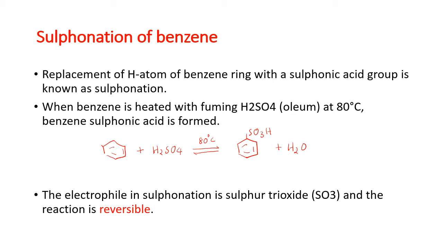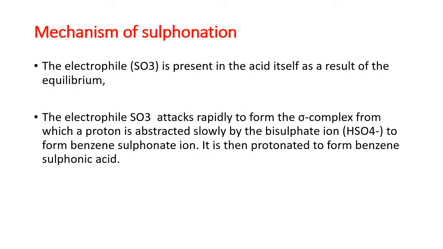The electrophile in sulfonation reaction is a neutral electrophile, that is sulfur trioxide. And unlike nitration or halogenation, sulfonation reaction is reversible. Mechanism of sulfonation. The electrophile sulfur trioxide is present in the acid itself as a result of the equilibrium.